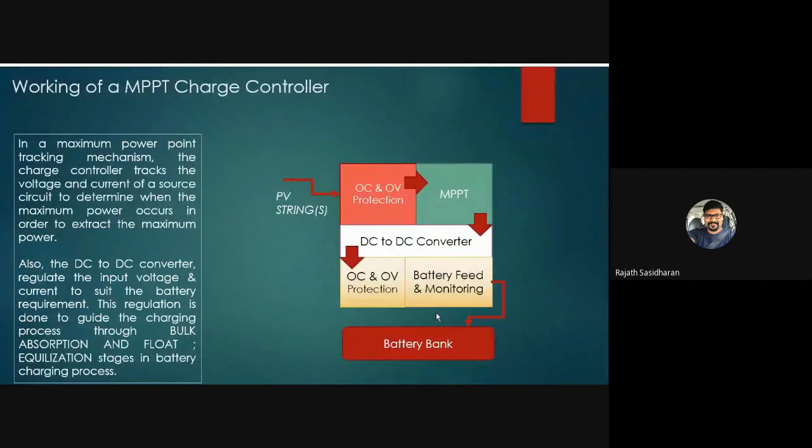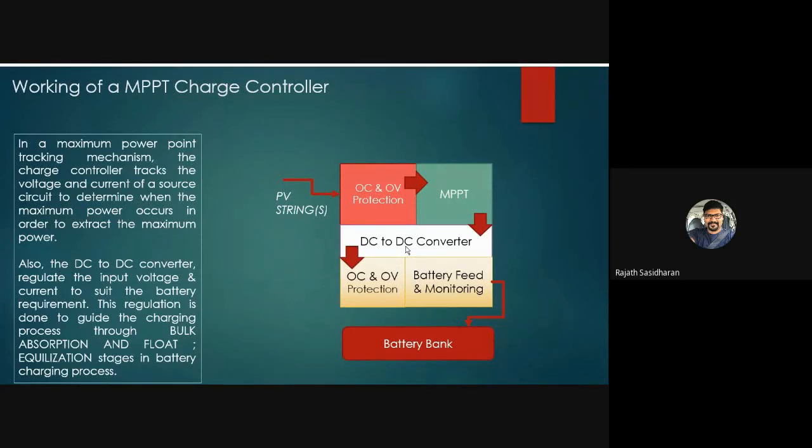Let's see what an MPPT charge controller is and how it works. It's similar to string inverters; these also use a maximum power point tracking mechanism. Let's start with the over current and over voltage protection. This is the first circuit you will find, where the PV strings are connected. It goes to the MPPT tracker, which optimizes the energy. Then it goes to the DC converter.